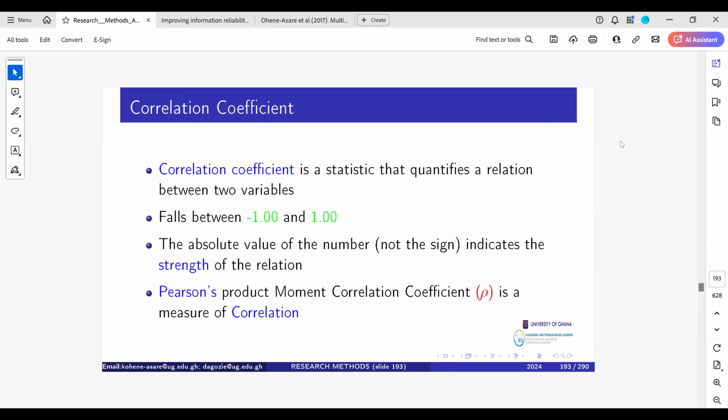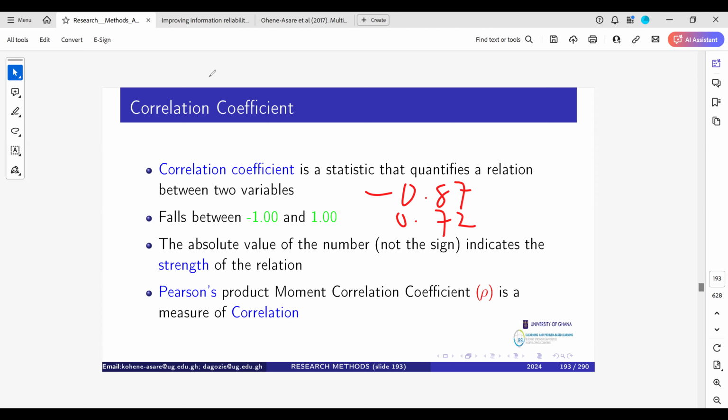Now, let me ask you this. If I write something like this, negative 0.87, and I write 0.72, which of these shows a strong relationship? The top one or the down one? The top one. Exactly, it's the top one because the strength of the relationship is determined by the absolute value.